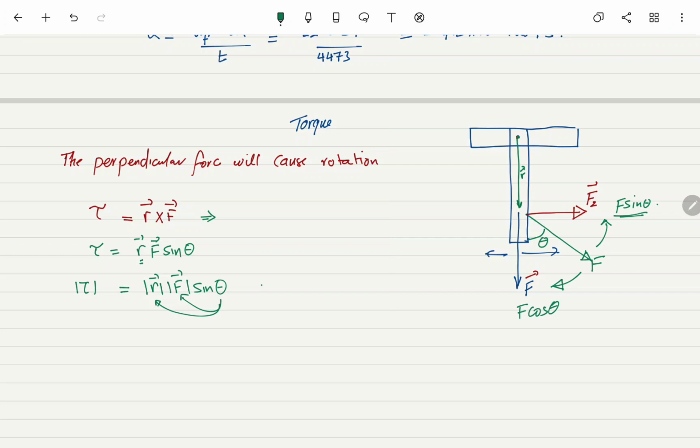Now, to find the direction of the torque, let's use this notation. If the force rotates the object counterclockwise, then the torque is positive. So torque is positive if the force rotates the object counterclockwise. And the torque is negative if the force rotates the object clockwise.